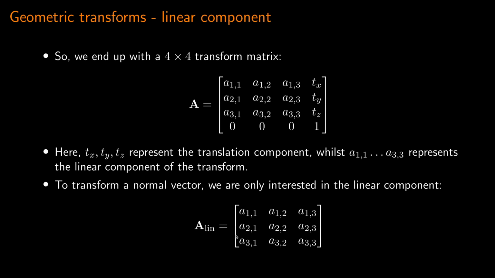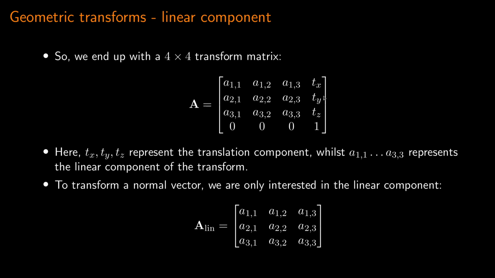Now, the interesting thing is we end up with a matrix that looks something like this. So we have this component here of A11 through to A33. Now this is known as the linear component of the transform, and then we have our translation here, tx, ty, tz, which is the non-linear component, okay, and then the bottom row is 0, 0, 0, 1. Okay, so tx, ty, tz represent the translation component, whilst A11 through to A33 represent the linear component. Actually, to transform a normal vector, we're only really interested in the linear component.